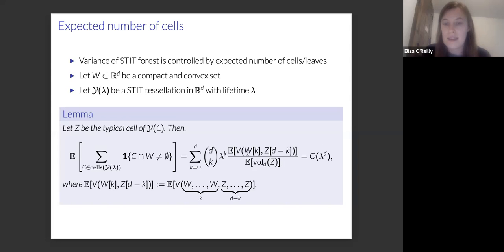The coefficients all just depend on the typical cell of a STIT tessellation with lifetime 1. So that just depends on the directional distribution, not the lifetime. And the geometric properties in the numerator are mixed volumes of the typical cell. But the important thing here is that we're able to discern what the order of this variance is with respect to the lifetime.